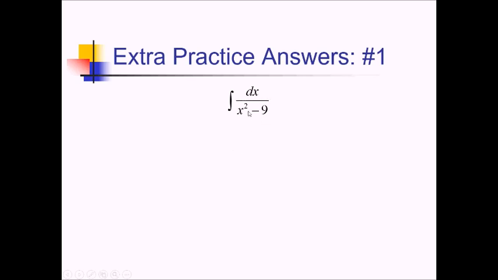So I see here that the denominator looks factorable. It's actually going to be (x + 3)(x - 3). So we could try integrating this with partial fraction decomposition. I mean, there's nothing else we can do here. So let's give it a shot.